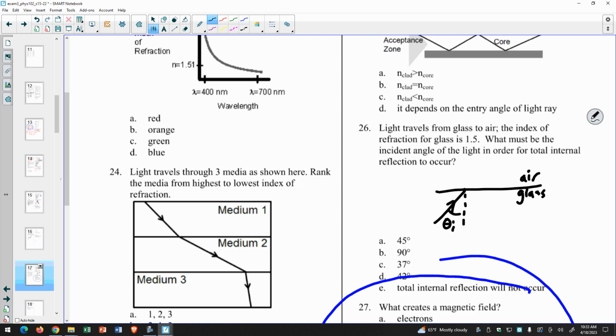Also remember that when I have total internal reflection, that always occurs when I'm moving from a high to a low index. Let me write that down. So TIR, total internal reflection, occurs when I'm moving from high N to low N. It does not occur if I'm moving from low N to high N.